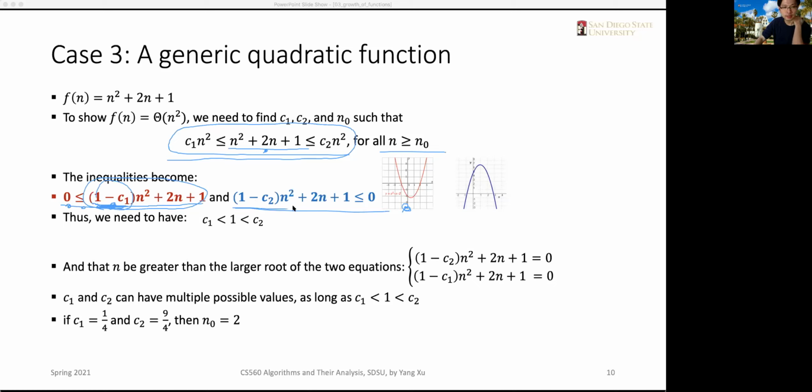And in which case can a quadratic function be smaller than 0 no matter how big n gets? This inequality is also only valid when the coefficient 1 minus c2 is smaller than 0, right? So in mathematics, we can have those conditions inferred. By these two constraints, we have that C1 should be smaller than 1 and C2 should be greater than 1. Okay, so that becomes the condition for selecting those values.